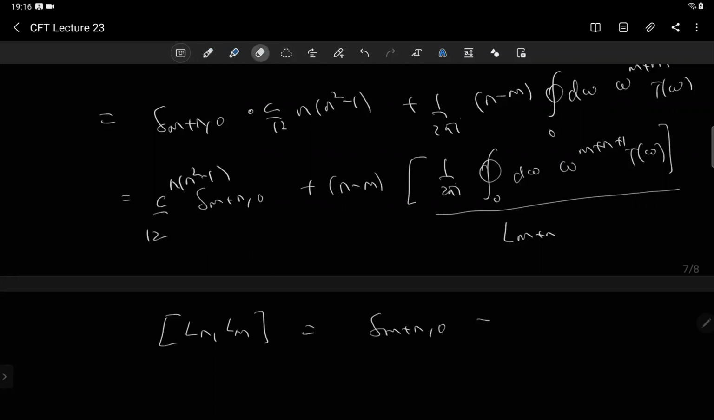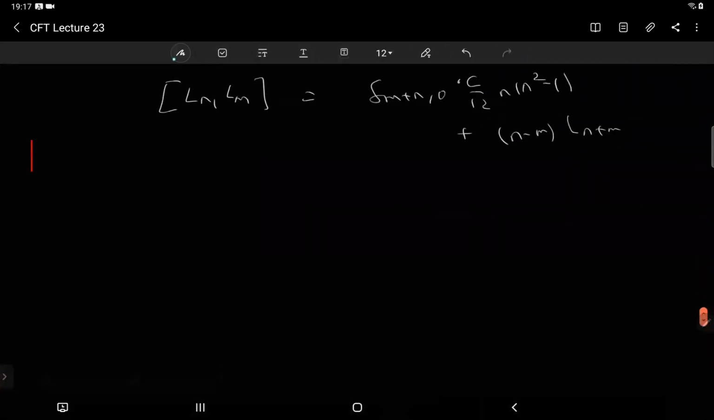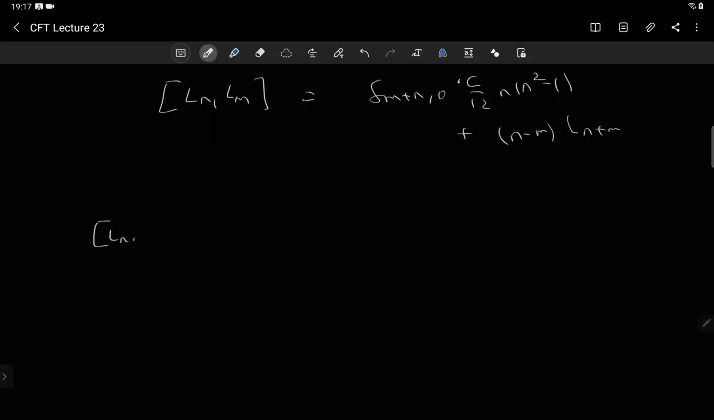So delta m plus n comma 0 times c by 12 into n square minus 1 plus n minus m l n plus m. So this is what we get. So just to write this again, we get that the ln, lm commutator is equal to n minus m l n plus m plus c by 12 n into n square minus 1 times delta m plus n comma 0.